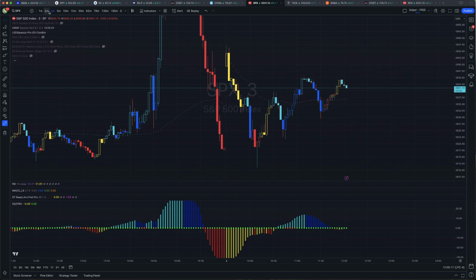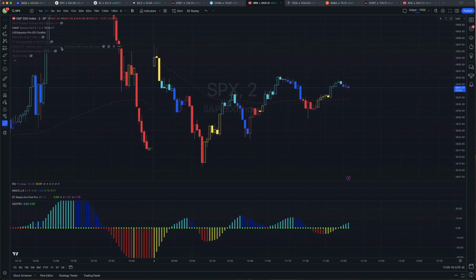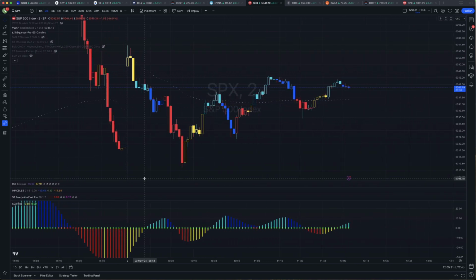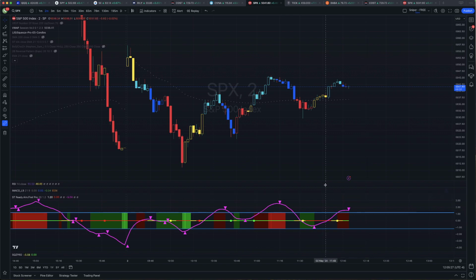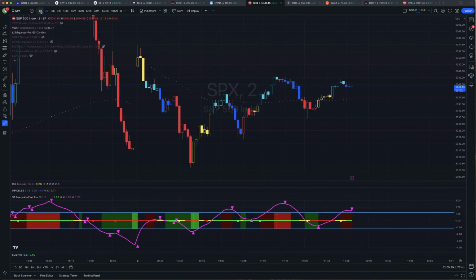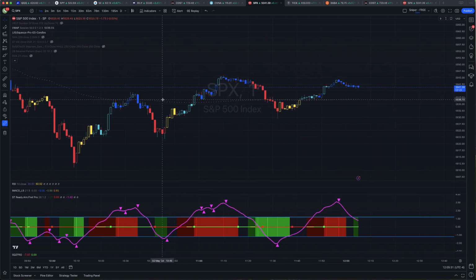So what we're looking for in this kind of situation, and I want to find a good one here, so let me pull up my Ready Aim Fire and turn off my Thinkorswim. Let me go to a 1 minute, see if I can get one on a 1 minute.